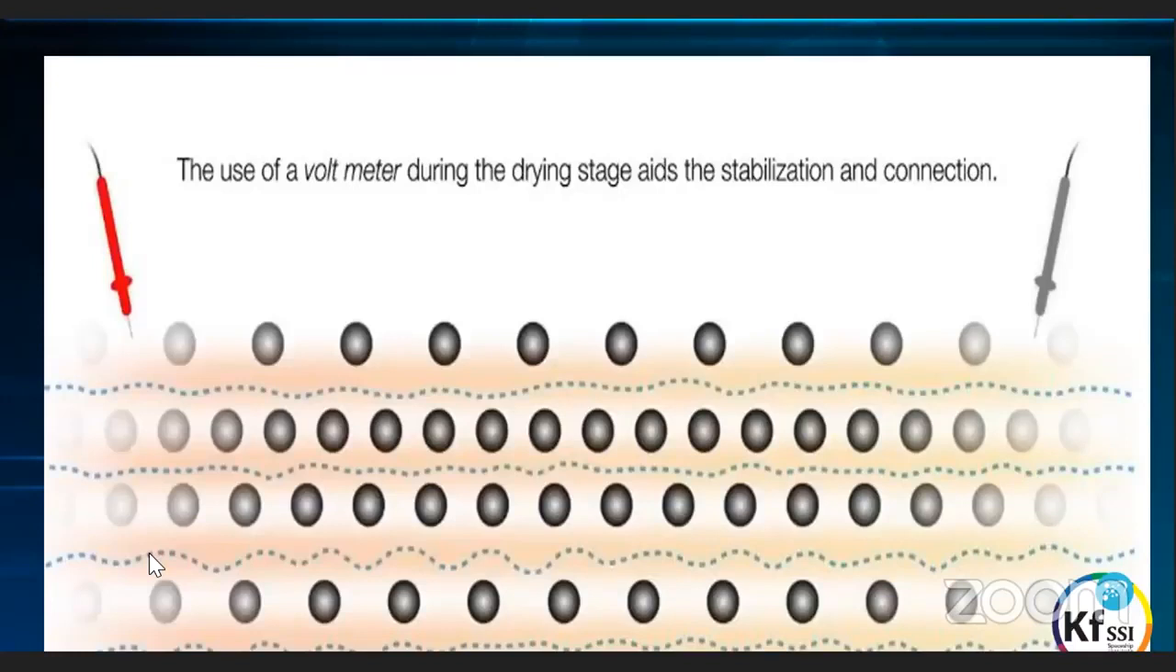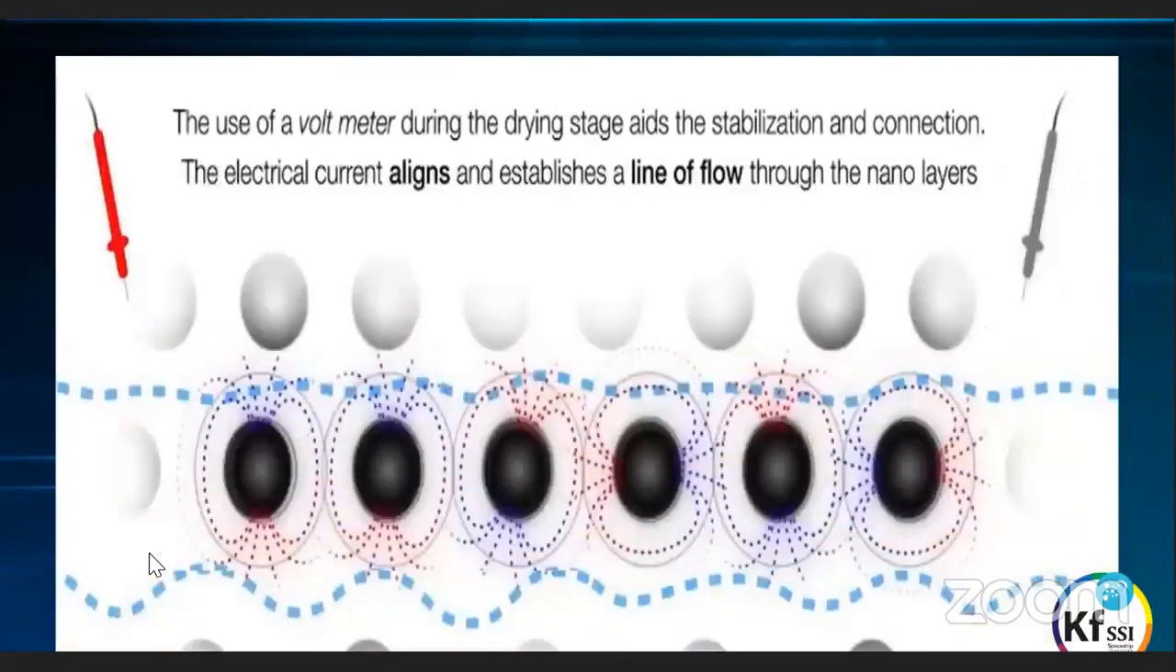So here's just a nice illustration, a clip from the video, of the importance of stabilizing and realigning your nano layers that are forming. Because what we're wanting to do is to align and establish a line of flow through the nano layers, and we do this with the 2 electrodes, so we can dictate the flow through our nano layers that we are wanting.